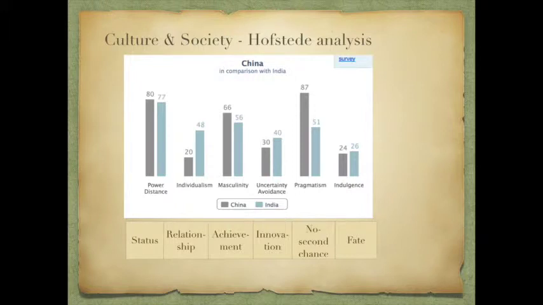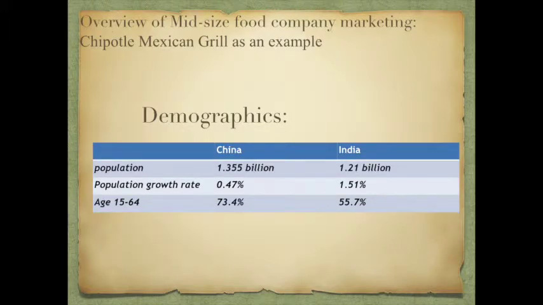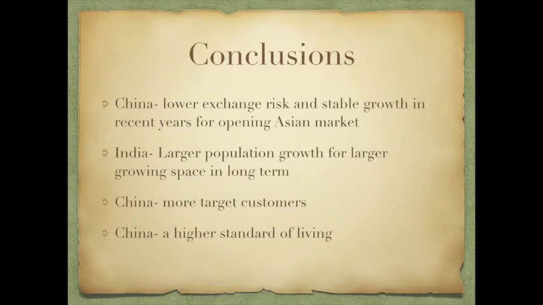Let's narrow down to the marketing of the mid-sized food company. Since China has a large population, from 1.5 to 1.64 billion, and also China's people have a large GDP per capita with a higher living standard, China could provide a large target customer base. And on the other hand, on account of the higher population growth rate and large population in India, India should be a large market for the future in the long run.